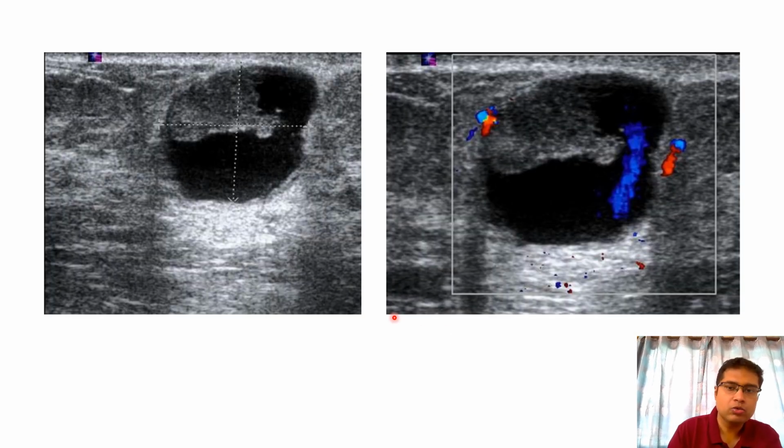And this is the ultrasound. Retrospectively, we did ultrasound for this patient, and this is the ultrasound picture where this predominantly cystic mass lesion with a solid nodule was seen. The solid nodule was taking up vascularity on Doppler imaging.